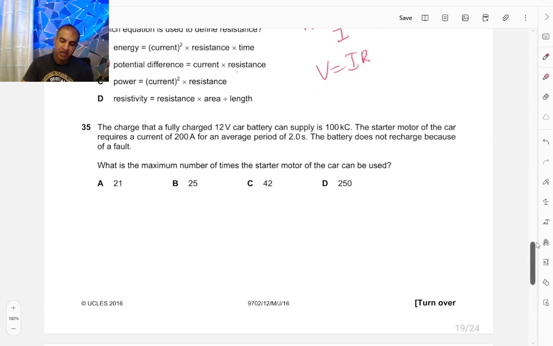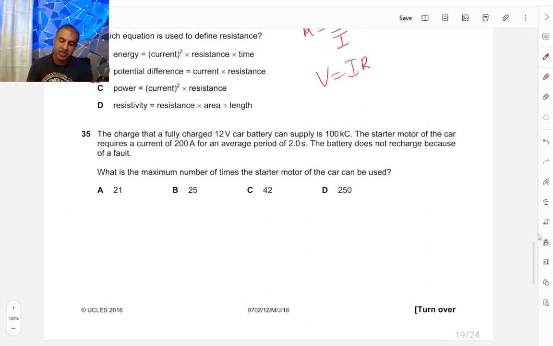Let's see, 35. The charge that a fully charged 12-volt car battery can supply is 100 kilocoulombs. The starter motor of the car requires a current of 200 ampere for an average period of 2 seconds.